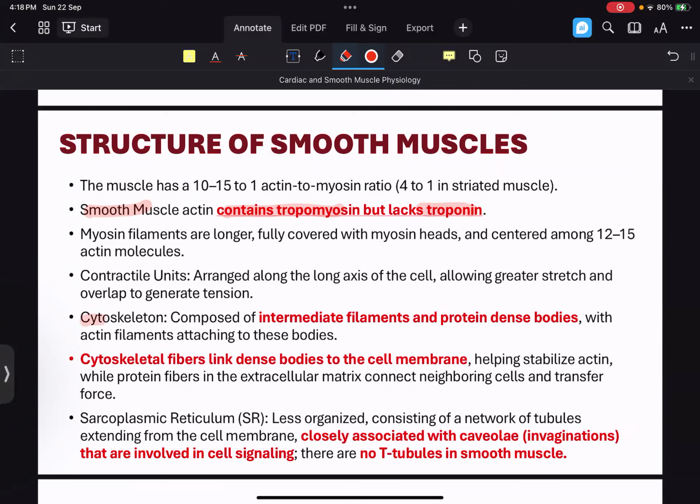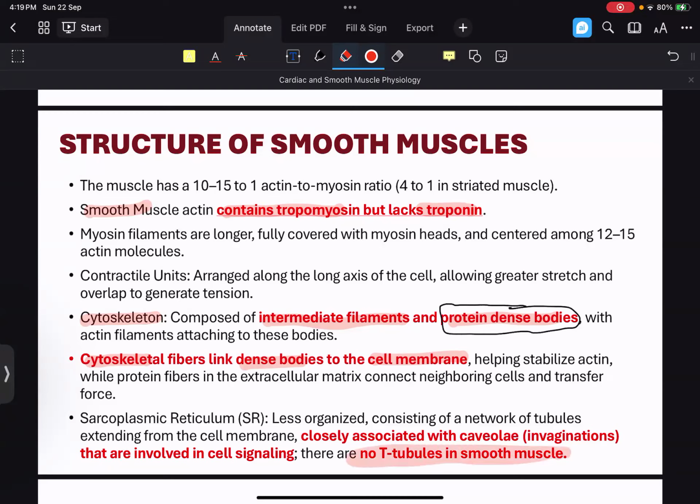Second, the cytoskeleton of the smooth muscle contains intermediate filaments and protein-dense bodies. I think you do need to remember this, the protein-dense bodies being found in smooth muscle. That's an important piece of information, and I think it's repeated in histology too. Cytoskeletal fibers will link the dense bodies to the cell membrane. Another important point to remember about dense bodies. And then finally, smooth muscles do not have T-tubules.